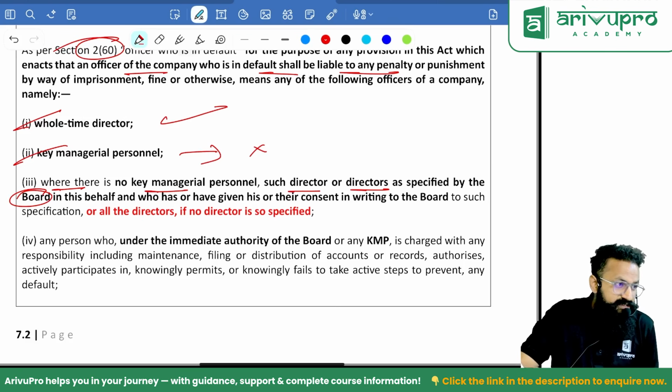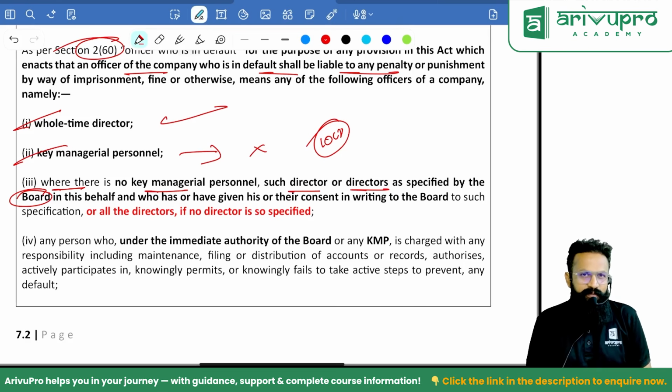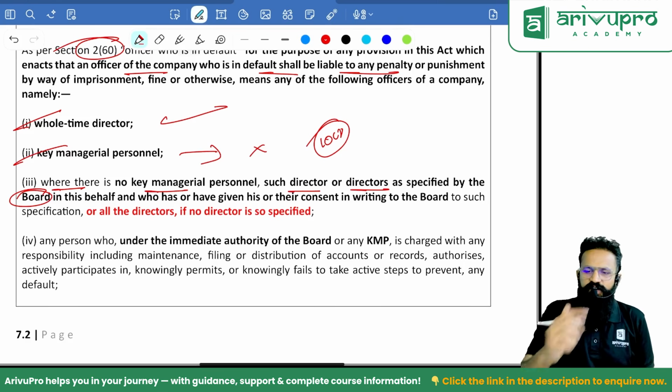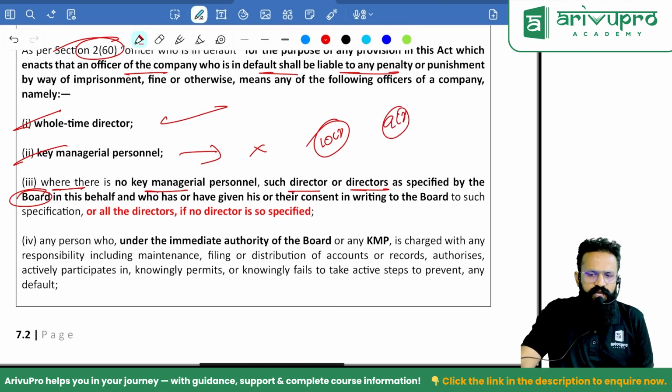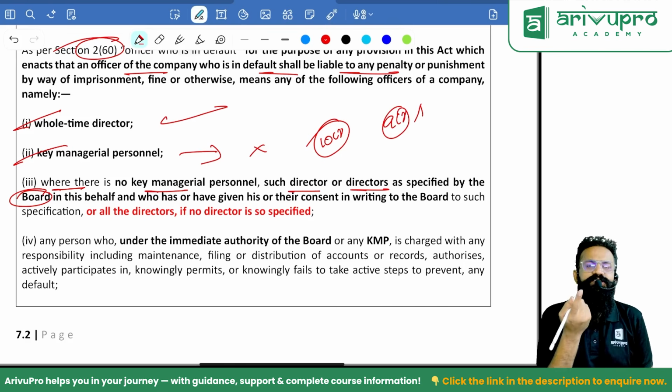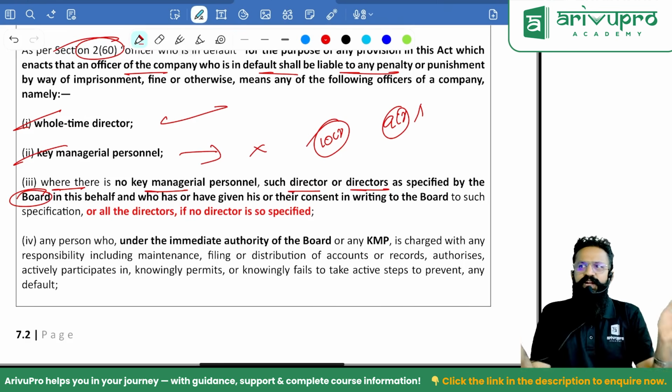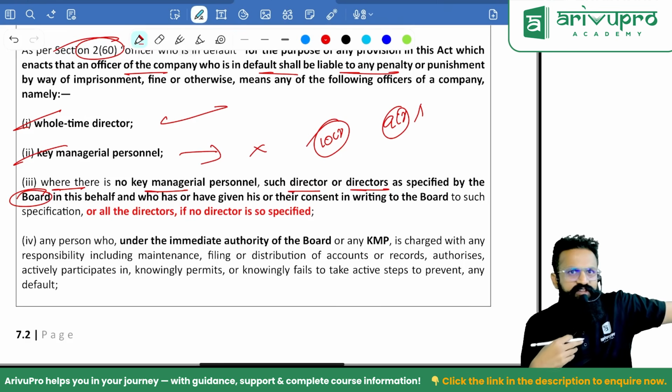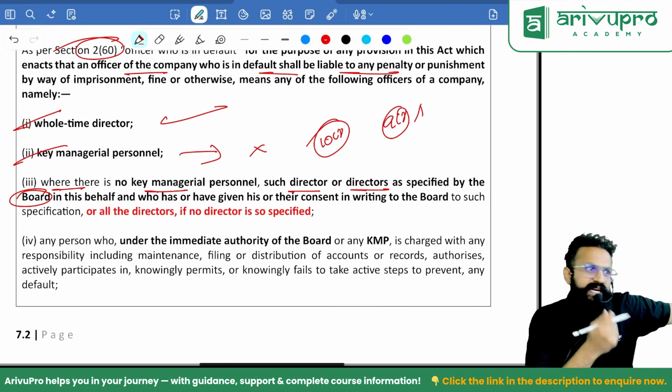All listed companies, and public companies having paid up capital of 10 crore or more, KMP will be applicable on them. Sir, what if my capital is 9 crore? So there is no KMP. Yes, there is no KMP. In such a case, who will be liable? They are telling you any director who is specified by the board. So one person is authorized to do that particular job. Whoever is authorized, that director will be liable.